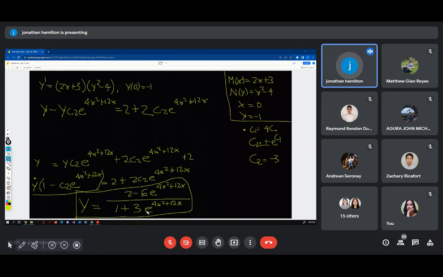Nihimo lang din siya og plus 3 kay negative c2. Atong value of c2 is negative 3. So, negative times negative is positive. So, mukuha nato is 1 plus 3e raised to 4x squared plus 12x. So, gikan lang siya dire nga part na i-separate nato ang value of y and then gi-divide both terms by kaning nga value sa sulod.